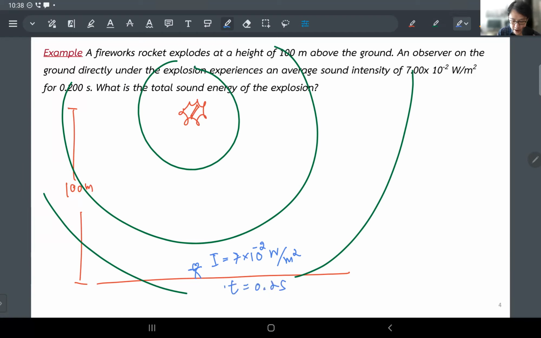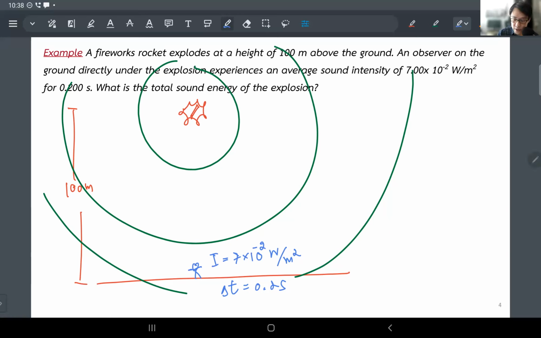Some of you might prefer delta t, but that's fine. I think you know what it means. It's 3D, in all directions in three-dimensional space. Okay, so what is the total sound energy of the explosion?